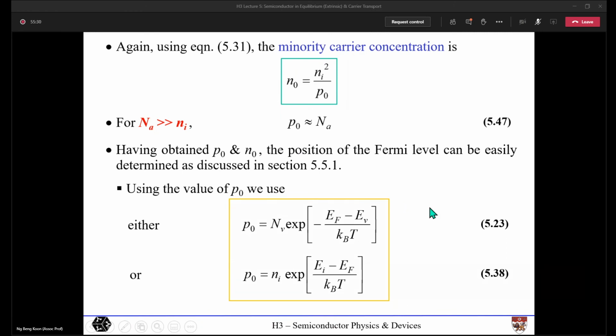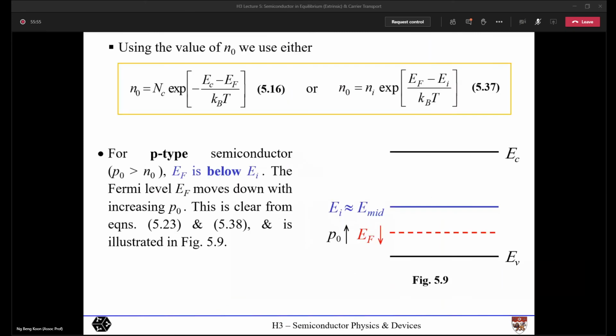So the approach that we're taking here is essentially to first find out the carrier concentration using the charge neutrality equation and the mass action law. Once you find those values, you can then put them into the equation that relates to EF to find out the position of the Fermi level. So that completes the whole calculation, where we can determine the Fermi level, n0, and p0.